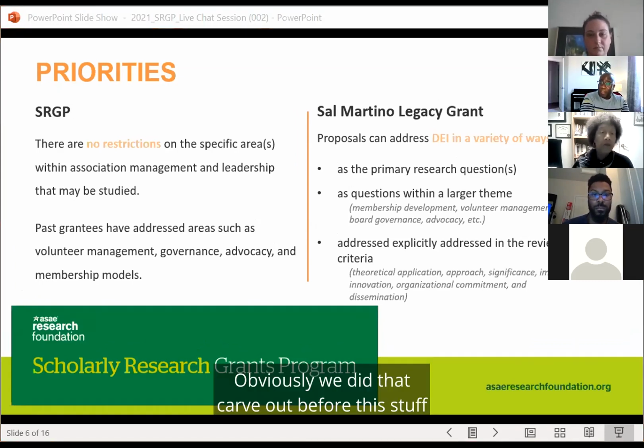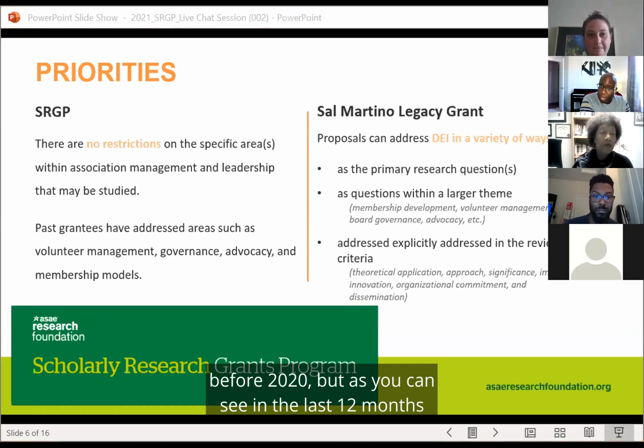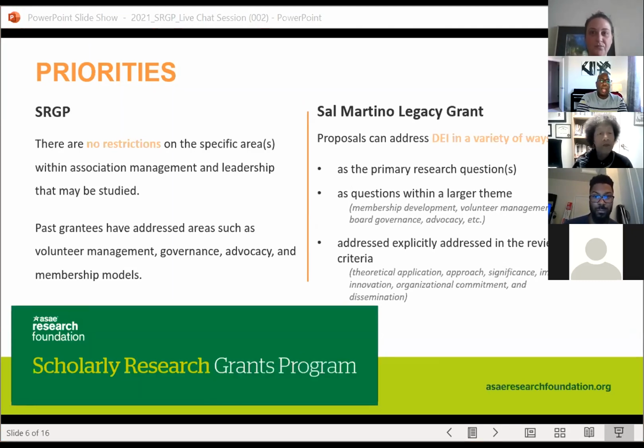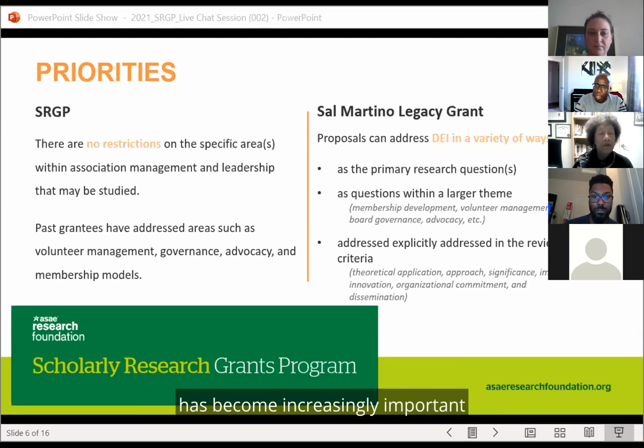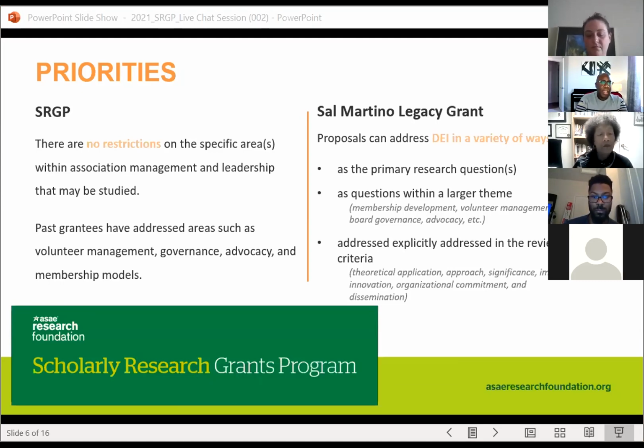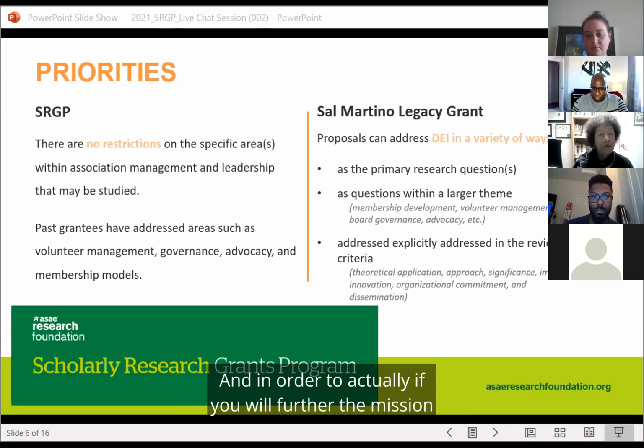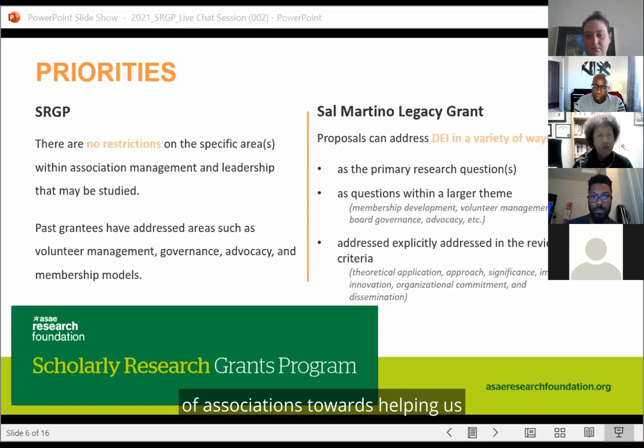Obviously, we did that carve-out before 2020, but as you can see, in the last 12 months, because of what's happened in this country and across the world, research within the area of DEI has become increasingly important, because of the way our society is, and in order to further the mission of associations towards helping us have a more equitable society.